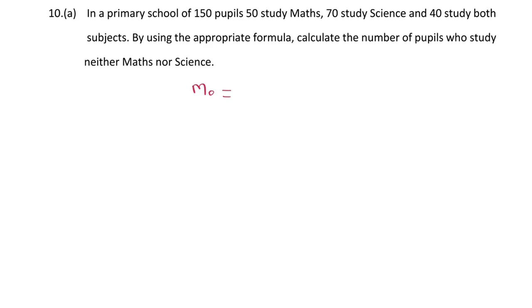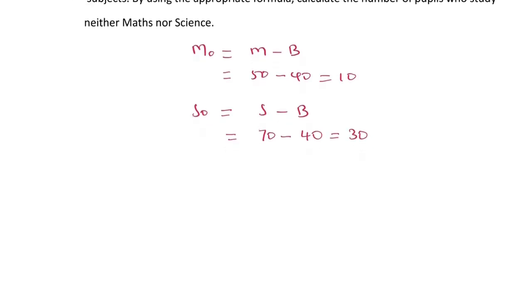To find this, we are going to take number of students who study mathematics minus number of students who study both subjects. So being given, those who study mathematics are 50 and those who study both subjects are 40. So taking this 50 minus 40, we are having 10 students. So next, to find the number of students who study science only, we are going to take students who study science minus students who study both subjects. So we are taking 70 minus 40, of which, solving this, we are having 30 students.